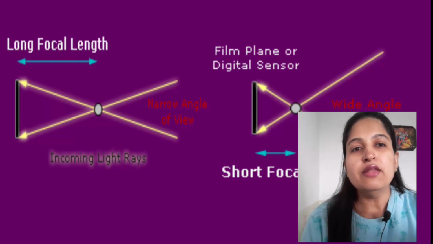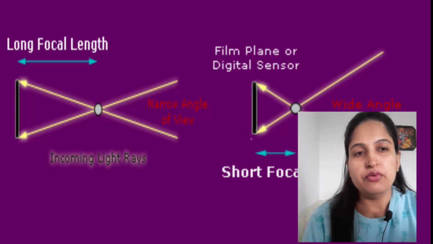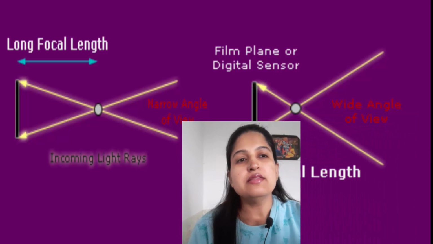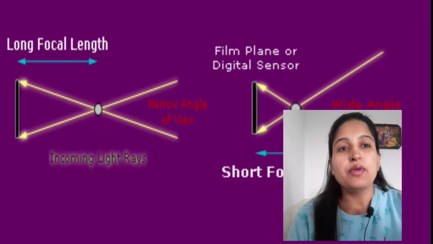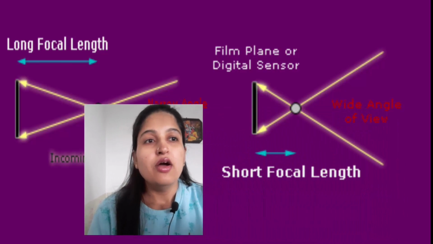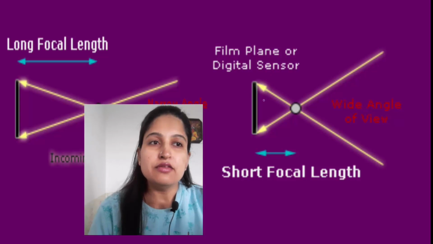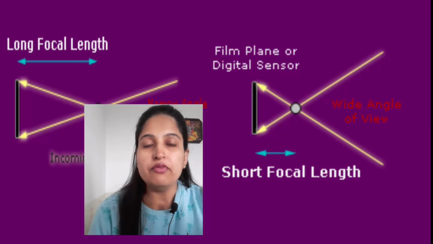So here, when the focal length is long, you can see the narrow angle view. Okay, so here you can see the image formed is very small, or you can see a wide range is covered. Now when the focal length is short, we get a wide angle view.